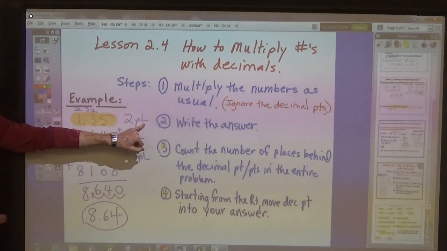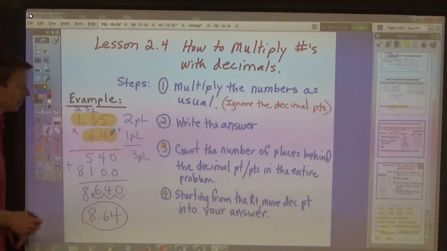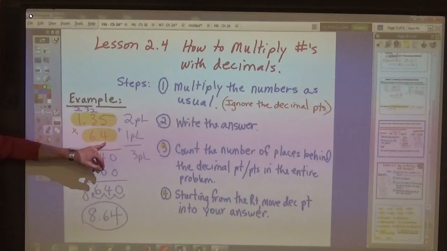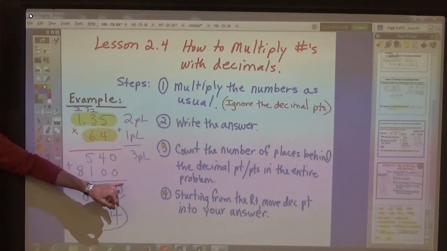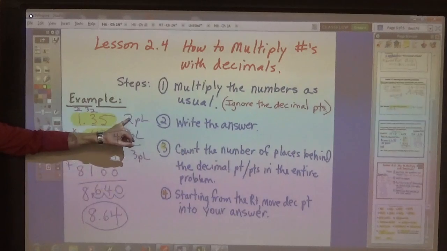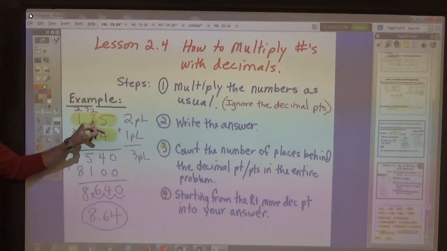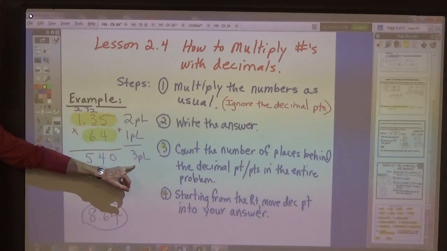So everybody see that? Focus here. And in the second number, 6.4, there's one number, or one place behind the decimal place. So how many total, Matt? 2 places in the first number, 1 place in the second number, so a total of 3 places. There's 3 places behind the decimal place.